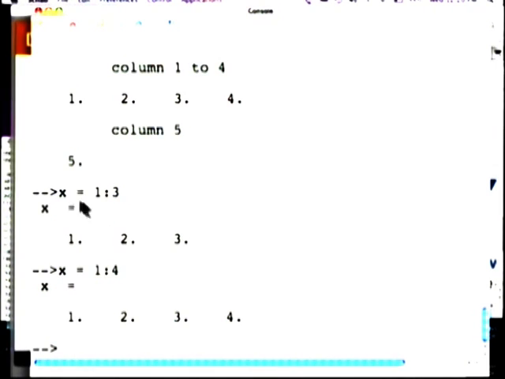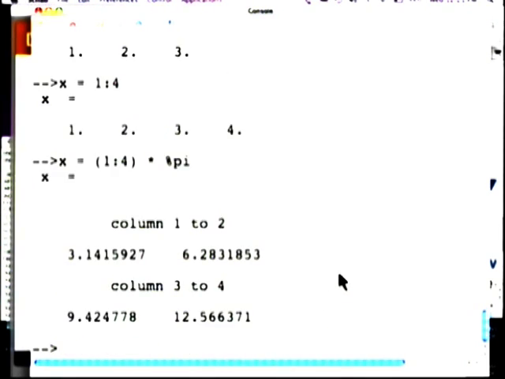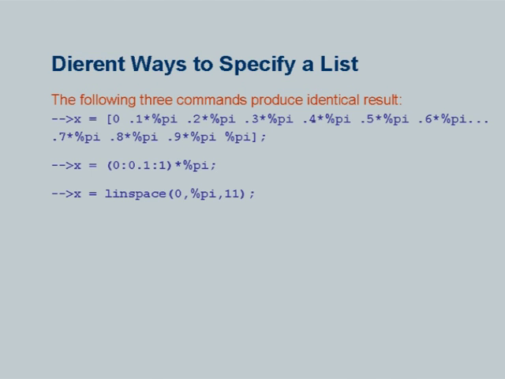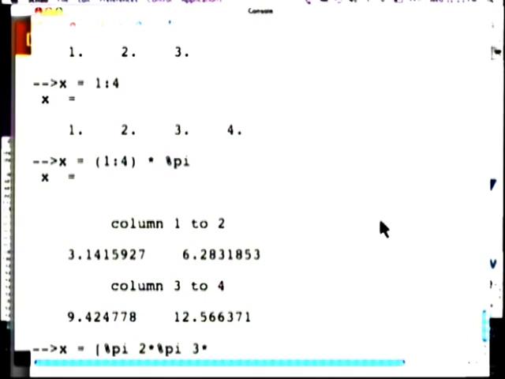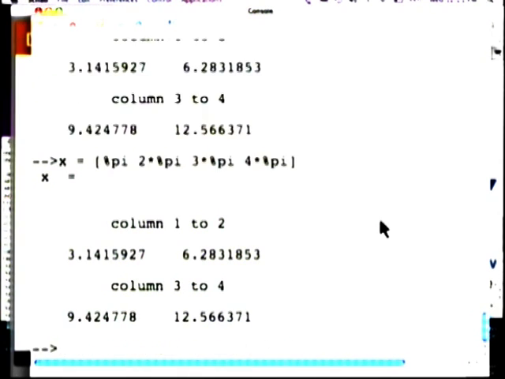Now, I can say x is equal to (1:4) multiplied by %pi. So what it will do is, it will say 1 times pi, 2 times pi, 3 times pi, 4 times pi, because 1:4 is a vector. So as I mentioned, you can multiply a vector by a scalar just like mathematicians do. So when I hit a carriage return, it will say pi, 2 pi, 3 pi, 4 pi. So you can do that. You can also do it like this, x equals %pi, 2 times %pi, 3 times %pi, 4 times %pi. You can, of course, write the whole thing manually, it gives the same answer.